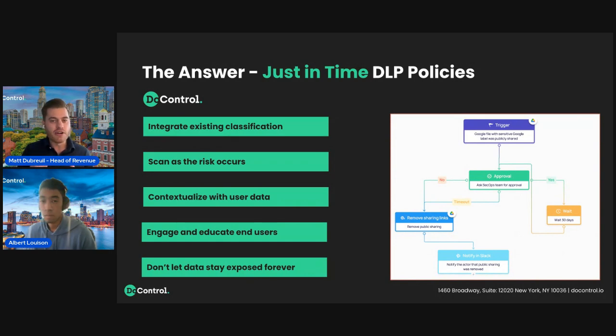So maybe there's a scenario where you share something that contains a sensitive Google label to an approved domain. But maybe after 30, 60, 90 days, you don't want that data to be overexposed. You don't want to leave it open for too long of a period of time. And that's where DoControl's workflow engine comes in, where we have this unique ability to put wait periods in place.